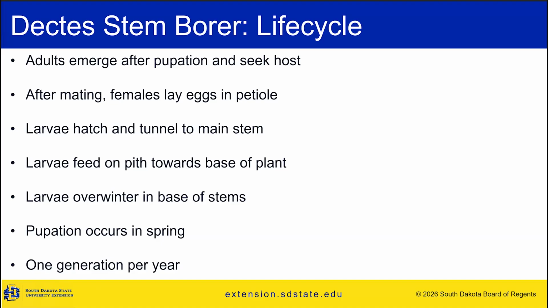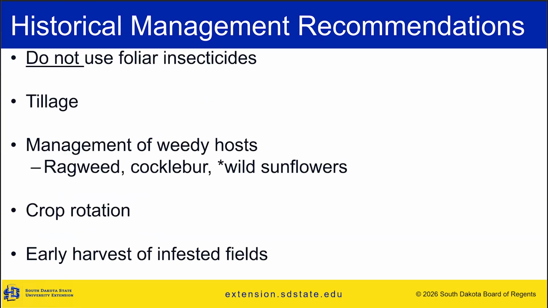They actually make themselves a nice little home down close to the soil surface in the stem. And so they have one generation per year here in South Dakota. Now, if we look at the historical management recommendations for Dectes, the first thing you see is do not use foliar insecticides. Tillage is a great option.